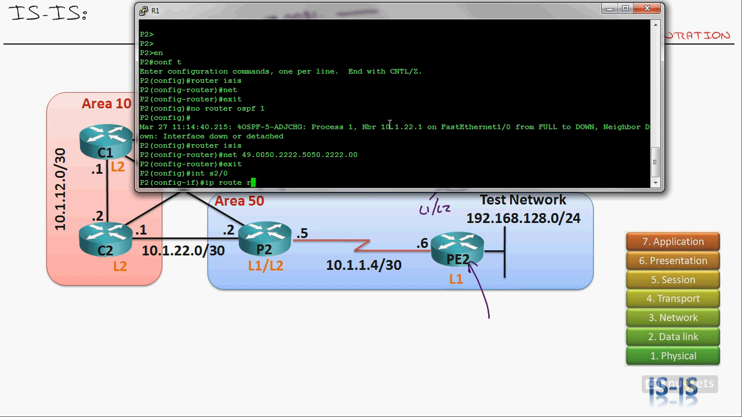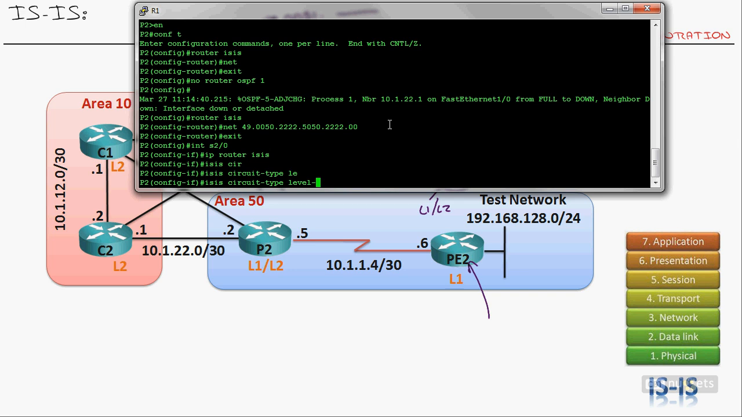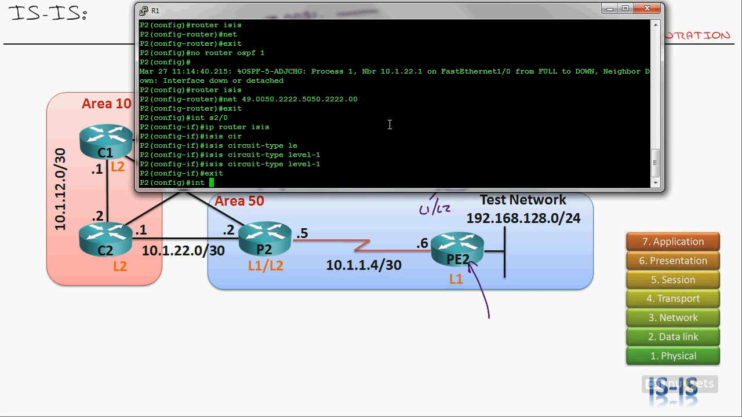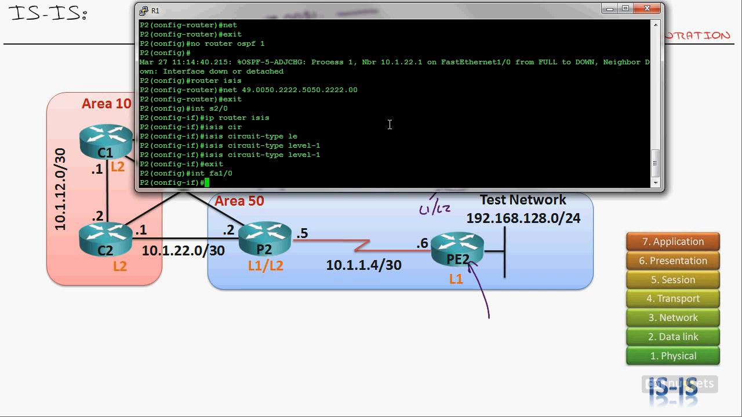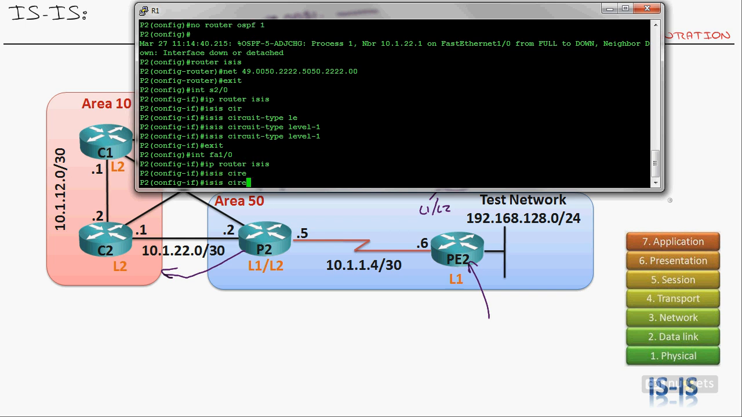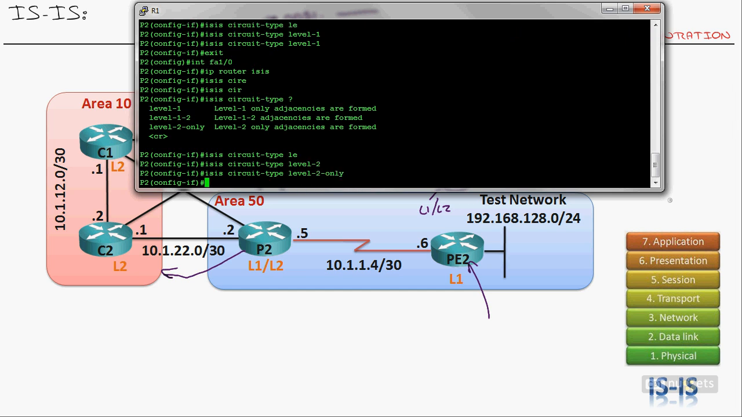Okay, I'm going to go into serial 2/0. We'll do IP router ISIS, enable that relationship, and let's do ISIS circuit type level 1. Enter. Then we will do interface fast Ethernet 1/0, which is going back to the core on the other side. And we will do IP router ISIS and ISIS circuit type level 2 only. Good? All right. Good, good.